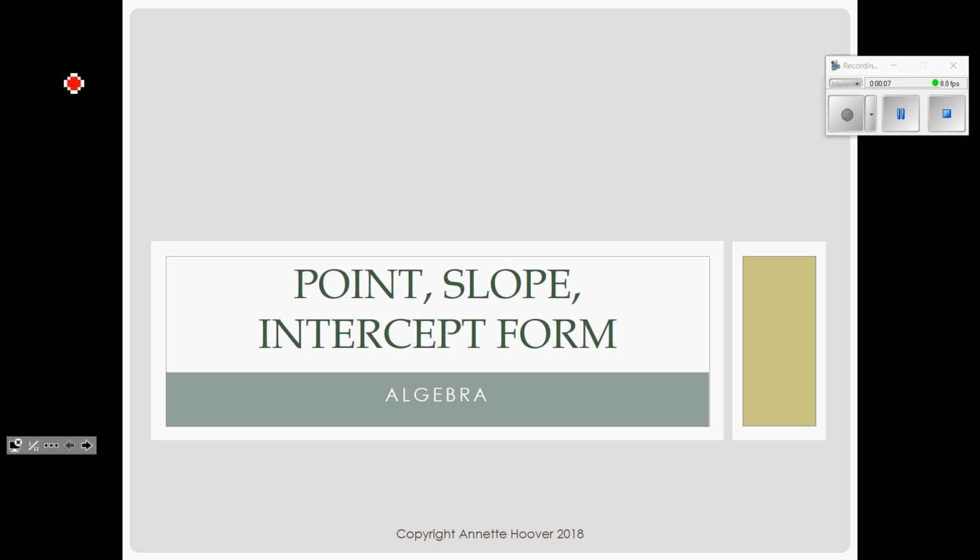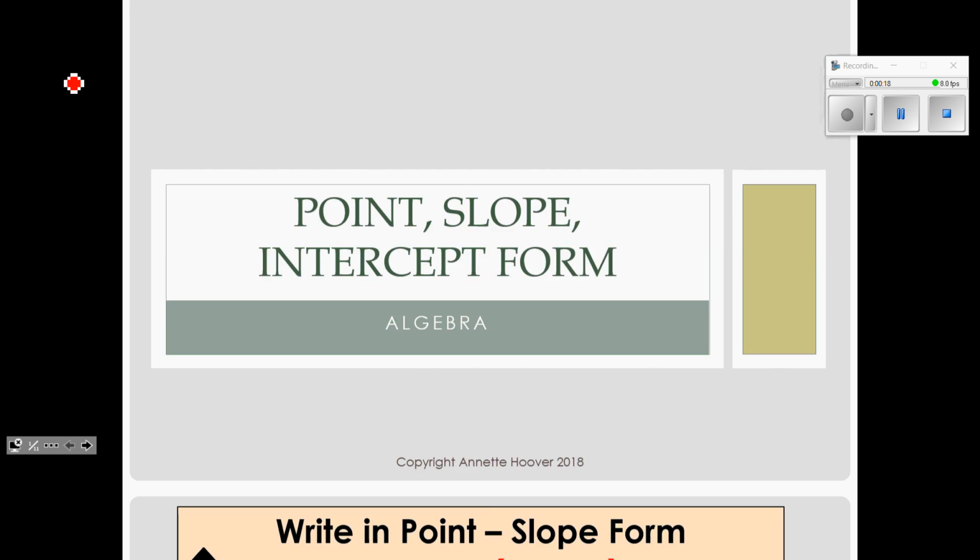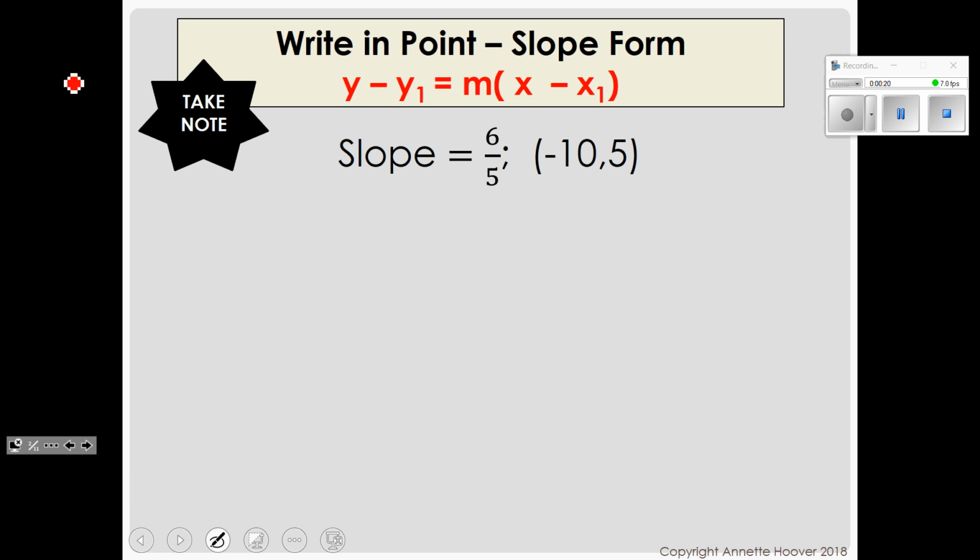Today we're going to be practicing converting equations from point-slope form into slope-intercept form and then into standard form. This is somewhat a review of our last lesson, but we're going to start with the first part here where we're given the slope and we're given 1 point.